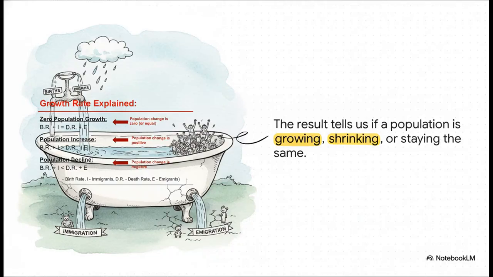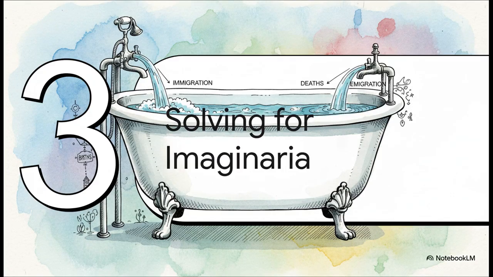And that final number tells you everything you need to know. There are really only 3 things that can happen. If the number is positive, hey, the population's growing. If it's negative, the population's shrinking. And if it's 0, that means things are perfectly balanced. The population is stable. Okay, enough theory. It's time to put this equation to the test.